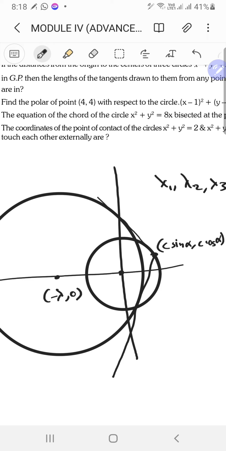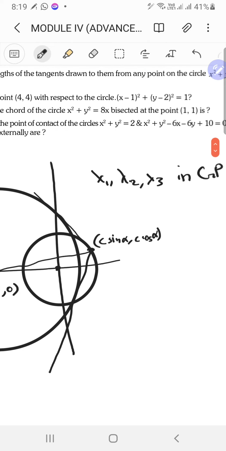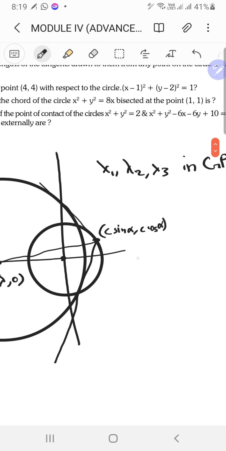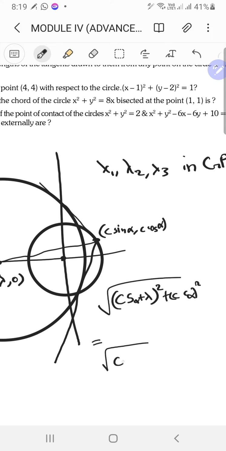You got any way of finding those? Well, let's just find this distance first in that case. So that has to be the square root of (c sine alpha plus lambda) squared plus (c cosine alpha) squared. I should not write sine alpha cosine alpha like this. This is going to be the square root of c squared sine squared alpha plus 2c sine alpha lambda plus lambda squared, and then sine squared alpha plus cosine squared alpha is 1.